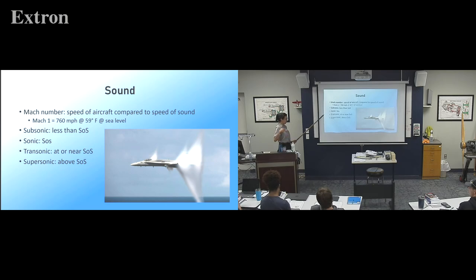So these are terms we're introducing now, you'll be using them later. Subsonic means less than the speed of sound. Sonic means right at the speed of sound. Transonic means it's transitioning at or near the speed of sound. And then supersonic, the cool one, means above the speed of sound. So this is a number to be familiar with, 760 miles per hour. Again, that's on a standard day, and it would change depending on temperature and conditions.